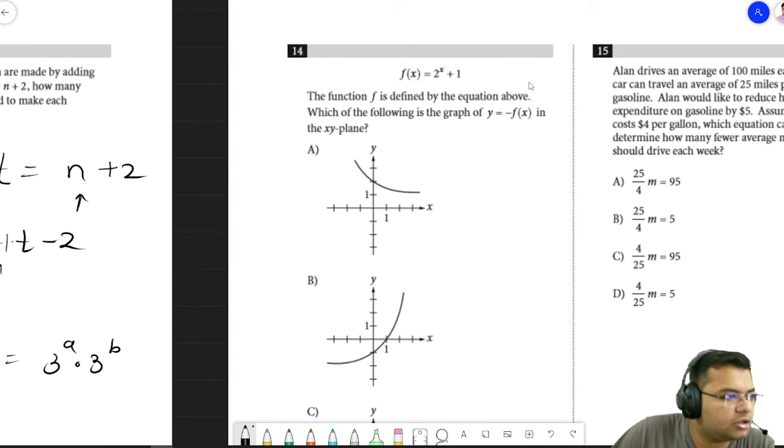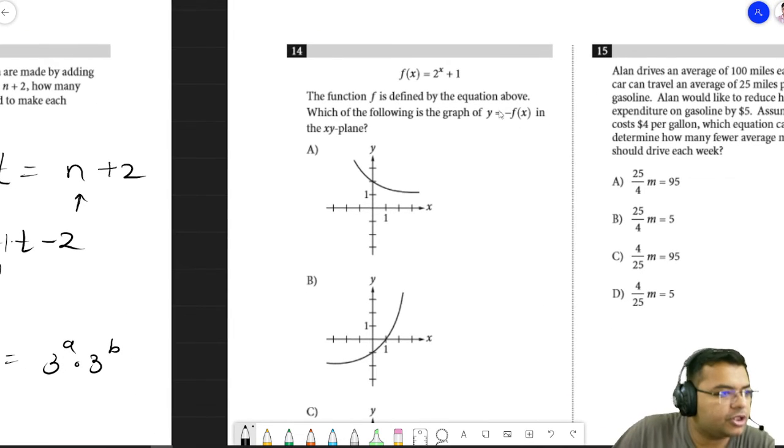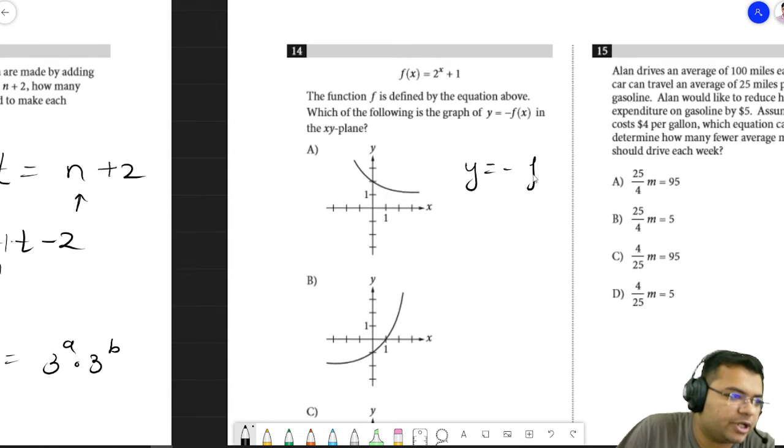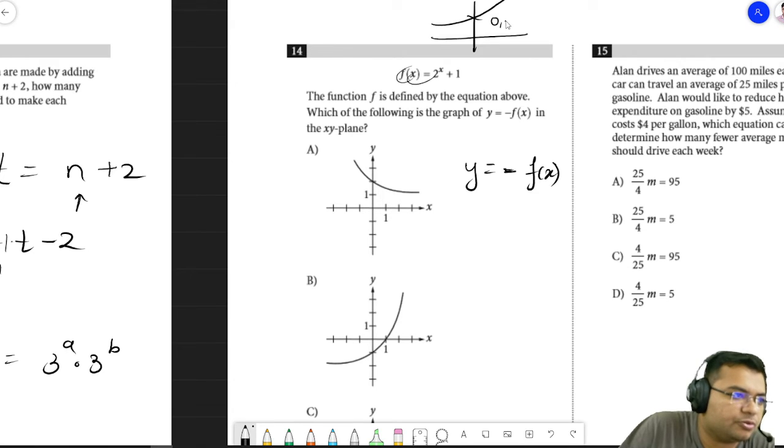Question number 14. The function f of x is defined by the equation above. Which of the following graphs is that y equals minus f of x? Okay, so y equals minus f of x. Fine. First, we need to know what the graph of this f of x equals 2 raised to x plus 1 looks like. So it will be like this, which will be passing through 0 comma 2.